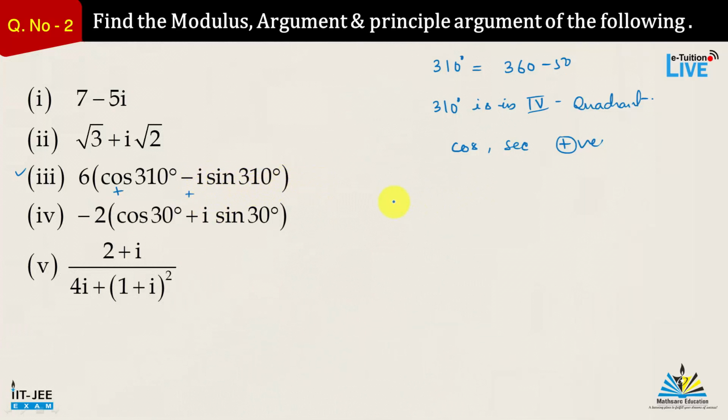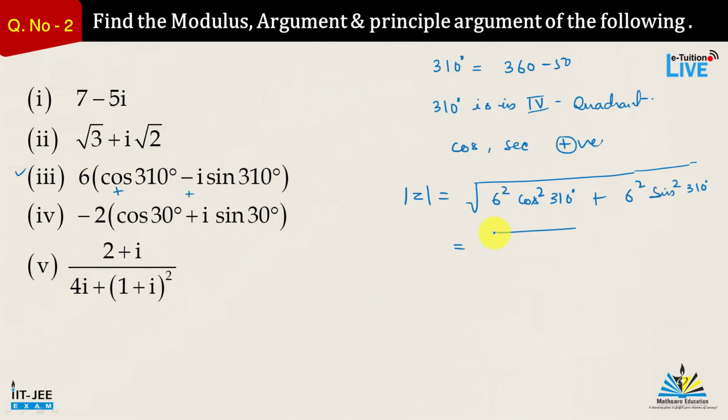So what we will do is, first we need to calculate the mod of this complex number z, that is under root of 6 square cos square 310 degree plus 6 square sine square 310 degree, and that is equal to under root, you can observe here, 6 square into 1, since cos square theta plus sine square theta is 1, so this is 6.